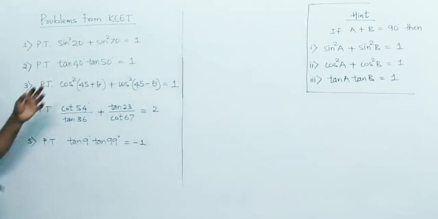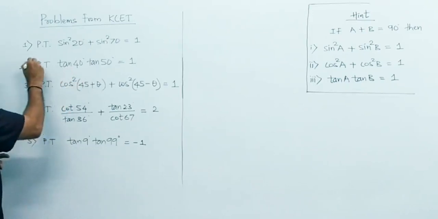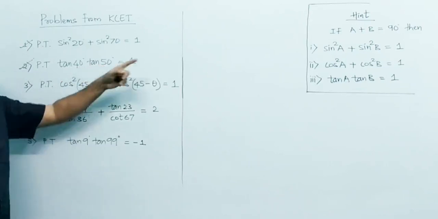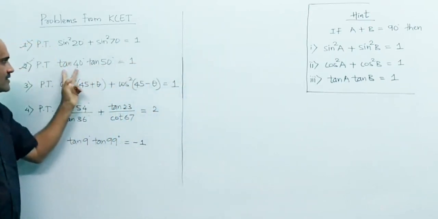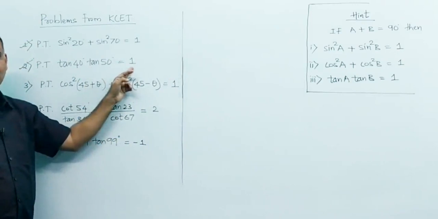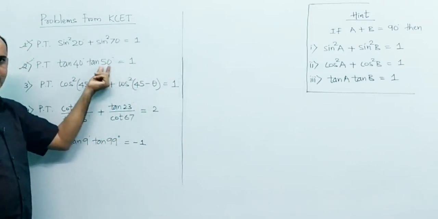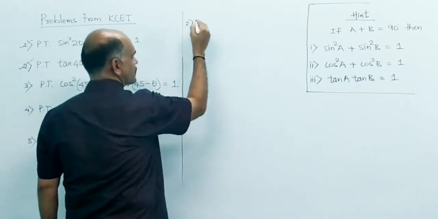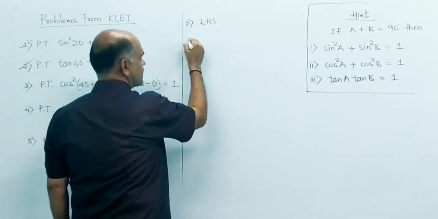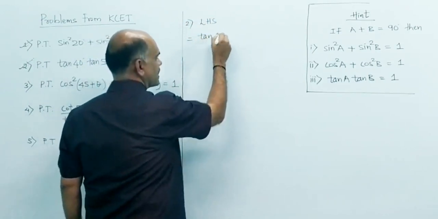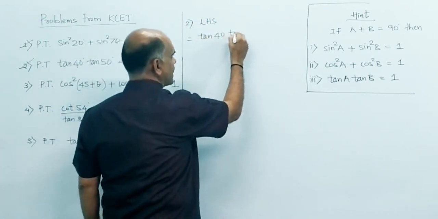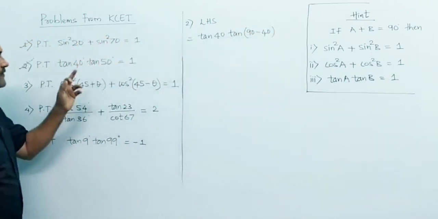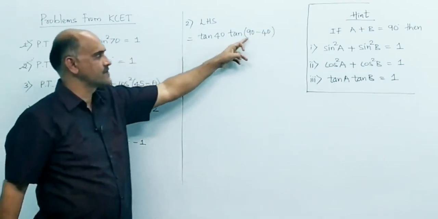So now if you observe the second one, 40 plus 50 is 90. So from the hint I have given, tan A into tan B will directly be 1. If you want to solve it, 50 you can write as 90 minus 40, so directly it is 1. So to solve LHS, tan 40 into tan 50, I can write tan 50 as tan of 90 minus 40.